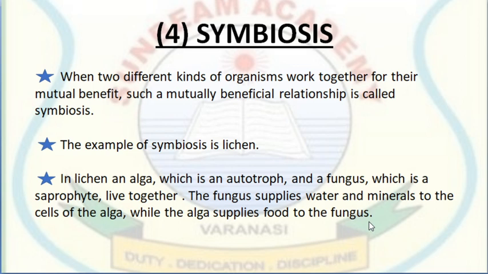Now, the fourth mode is symbiosis. In this mode, two different kinds of organisms work together for their mutual benefit. For example, alga, which is an autotroph, and fungus, which is a saprophyte. They both live together in lichens. The fungus supplies water and minerals to the cells of the alga, while the alga supplies food to the fungus. And such a mutually beneficial relationship is called symbiosis.